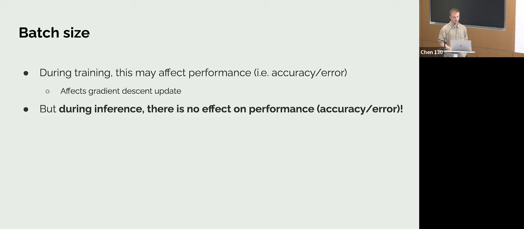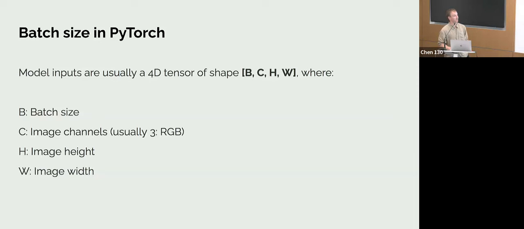So how many people have looked at the inputs to their model and seen that it's this funny four-dimensional tensor? It might be review, but this has a pretty standard shape usually. The first dimension of this tensor is the batch size. So if you see that it's one comma something, something, something, that means your batch size is one. The next is channels. If you're using normal RGB imagery, that's going to be three channels. And the next is going to be the image height and image width.